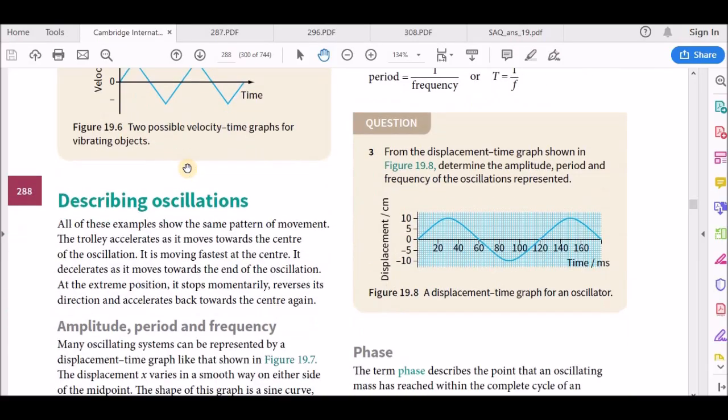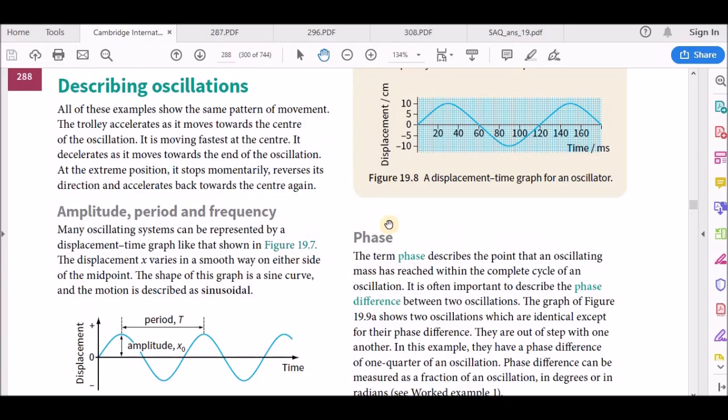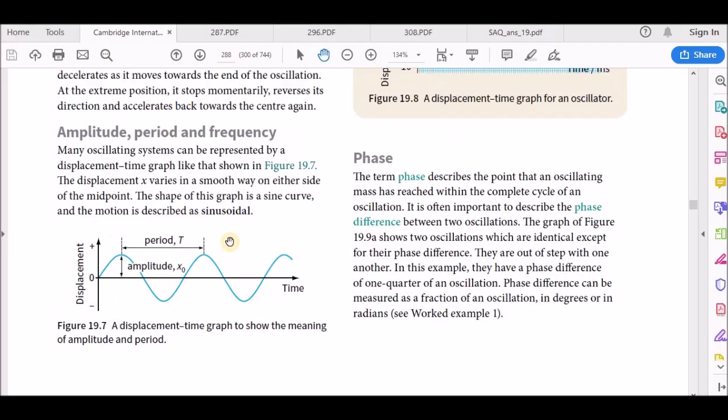288. Describing oscillations. Now in the O-level classes also you have learned the meanings of these words. Even in the A-level classes you have to know the meanings of these words. Even in the AS class you have learned this, so in A2 also you should know. Again, in paper 4 they can ask you to state what is amplitude, frequency, period, wavelength, displacement. So you should know the meanings of all.